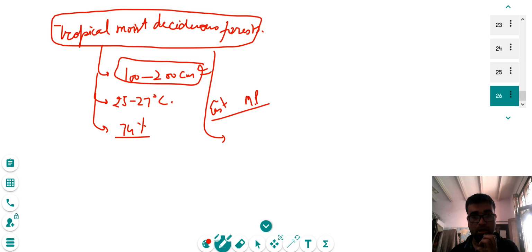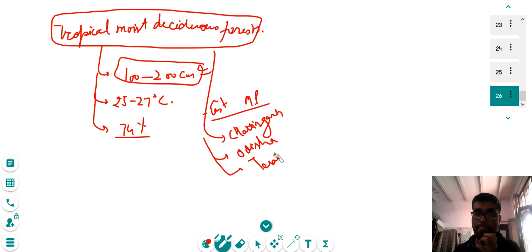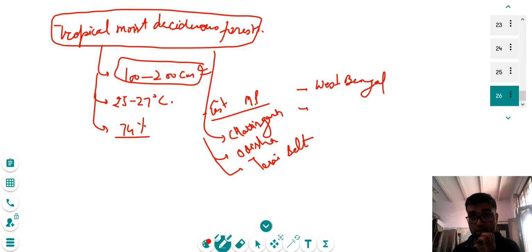right, the Chhattisgarh, most of Odisha, the Terai Bhabar belt, Terai belt of Himalayas, right? Then in West Bengal, Assam Valley.